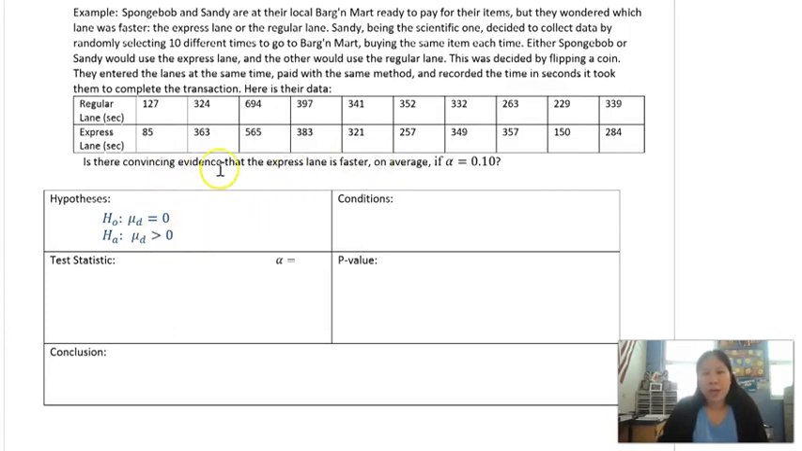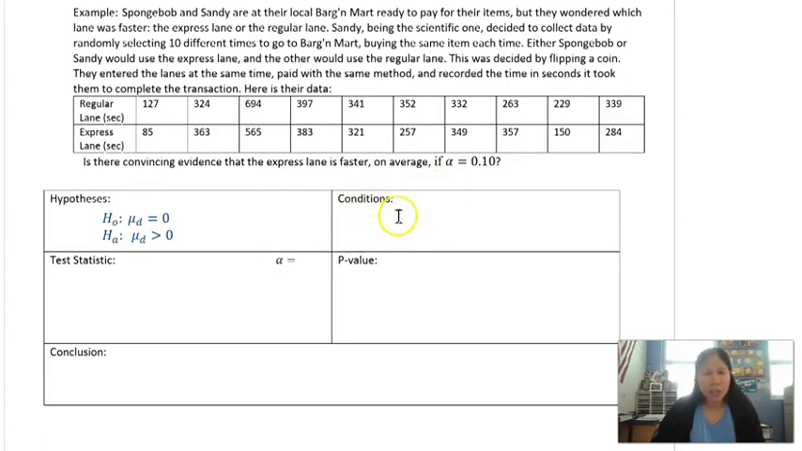If I was trying to find convincing evidence that the express lane is slower, then my second number would be bigger, and when I subtract a smaller number minus a bigger number, I get negative, and that's how I would get less than. If they don't say anything about faster or slower, if they're just asking if it's going to be different, that's when we would use the not equal sign. But here are our hypotheses. That's done.